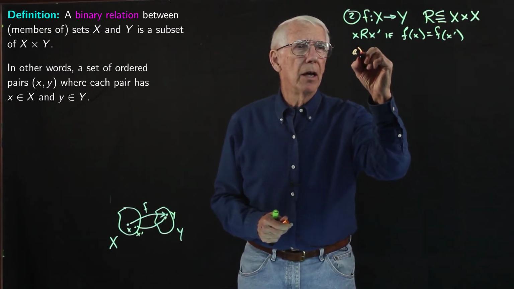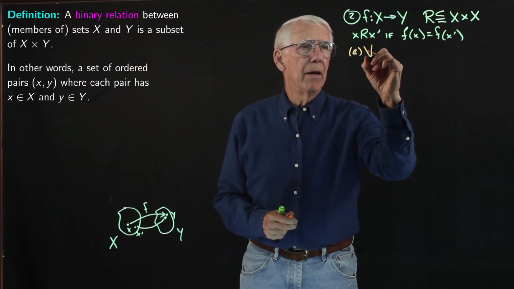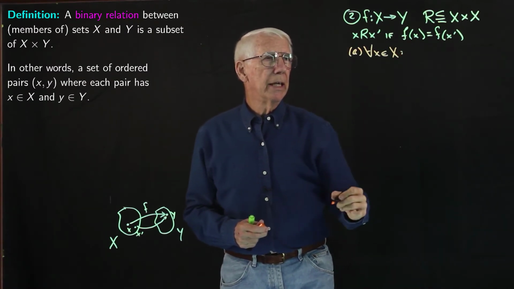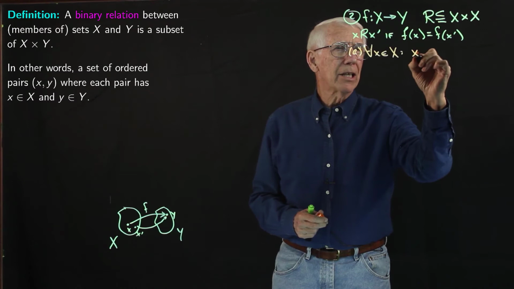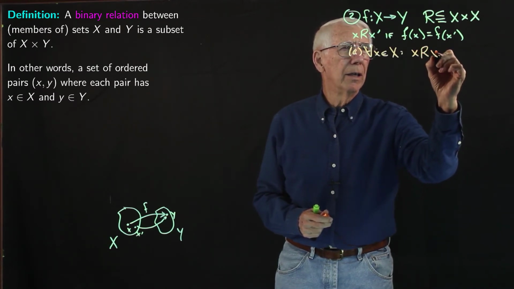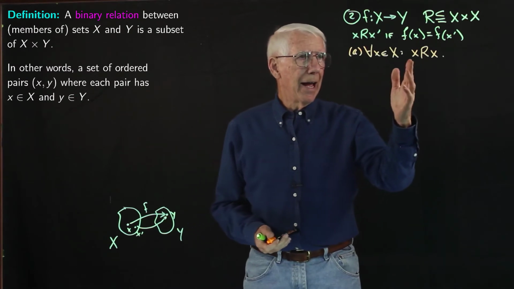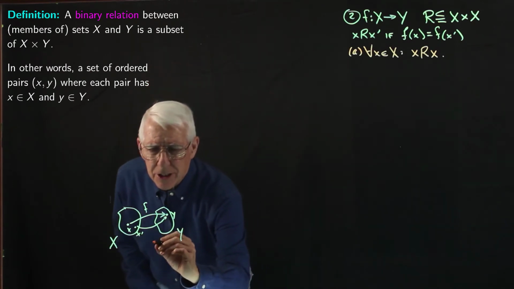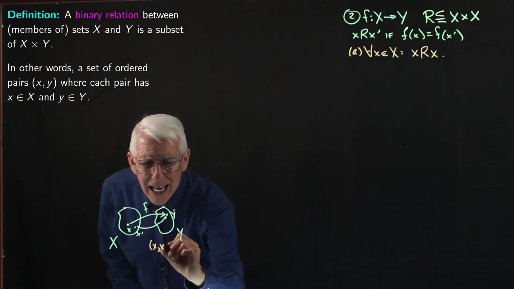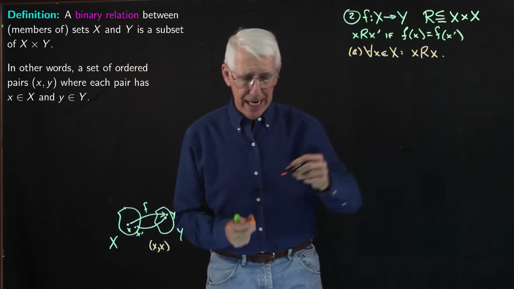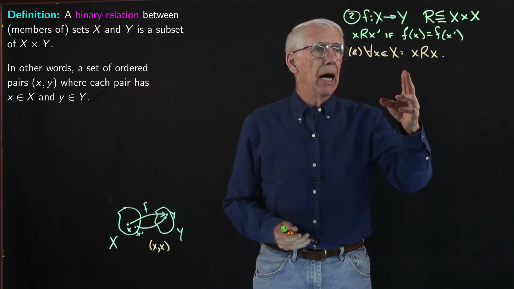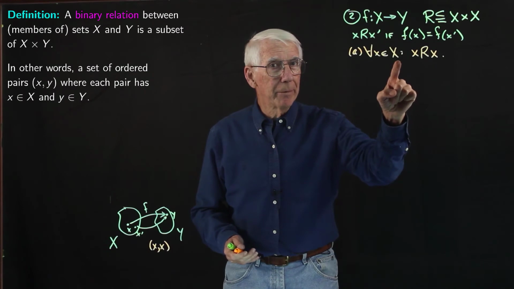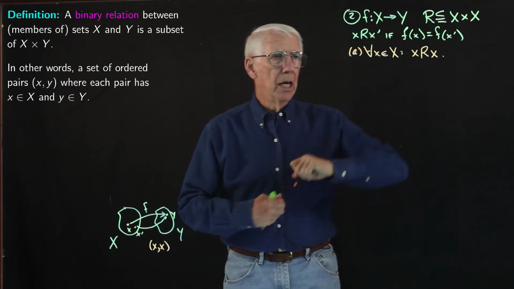So the first property is that for every element of the domain, for every element of X, it is the case that X R X. That is, the ordered pair X comma X, which is an element of X cross X, is in the relation because f of X equals f of X, and that's true for every element in the domain. So every element in here.